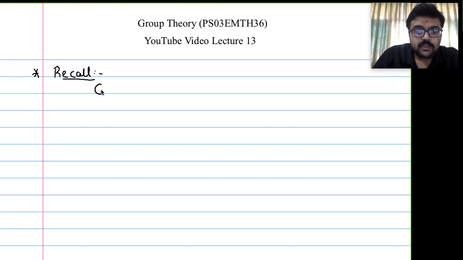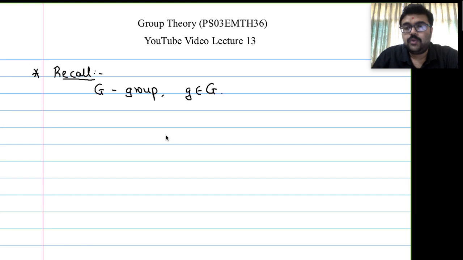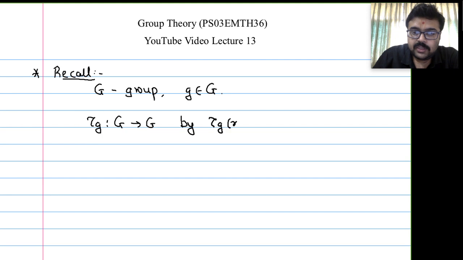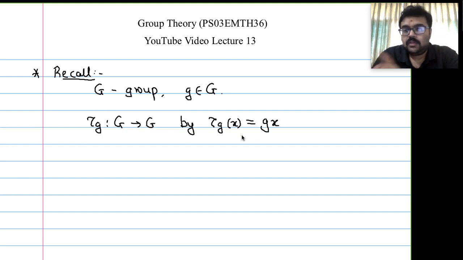We started with G a group, and we took one element g in G. When we start with one element g in G, we defined tau g from G to G by tau g of x equals gx. Capital T g was the inner automorphism, T g of x equals g x g inverse. So it is very similar: tau g of x equals gx for all x in G.